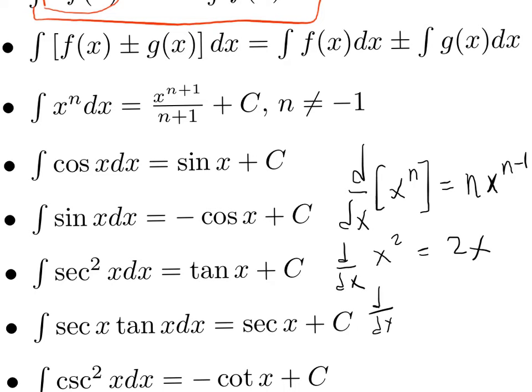X cubed. 3x squared. Okay. X to the 4th. 4x cubed. Okay. Now we want to think about going backwards.